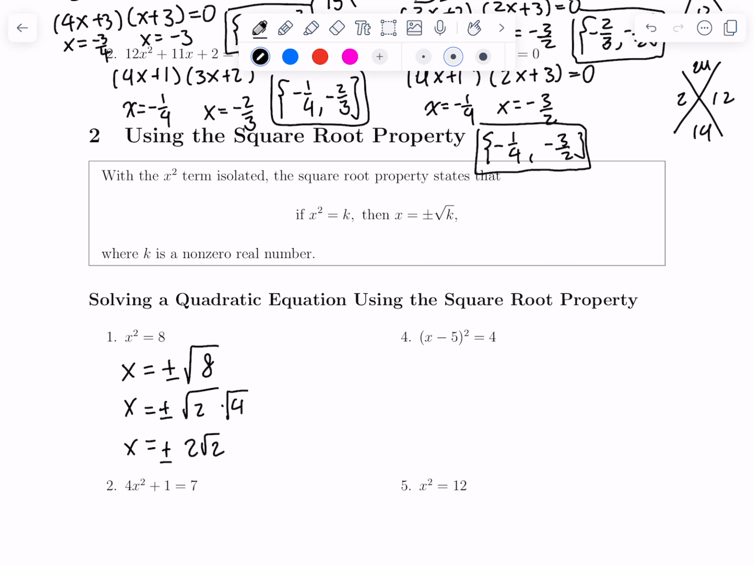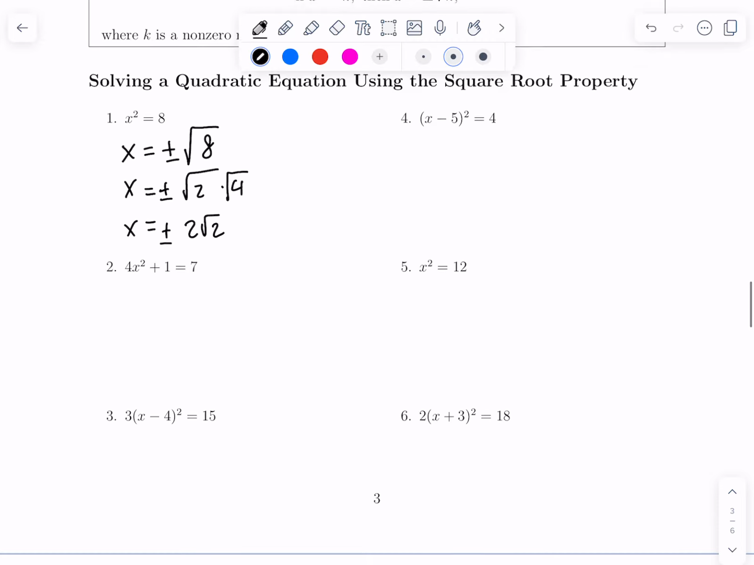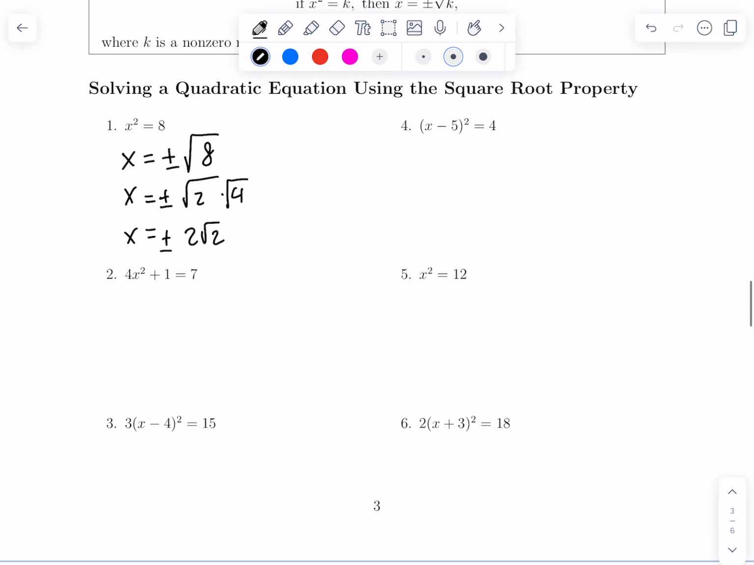So let's give it a try for question 2 as well. This time you can tell the x squared is not isolated by itself, so you cannot really solve it before you isolate it. We see this is a two-step equation if I want to isolate x squared on one side. So we're going to subtract 1 on both sides of the equation. So we got 4x squared equals 6. And then we're going to isolate the x squared, so we're going to divide by the coefficient. So x squared equals 3 over 2.